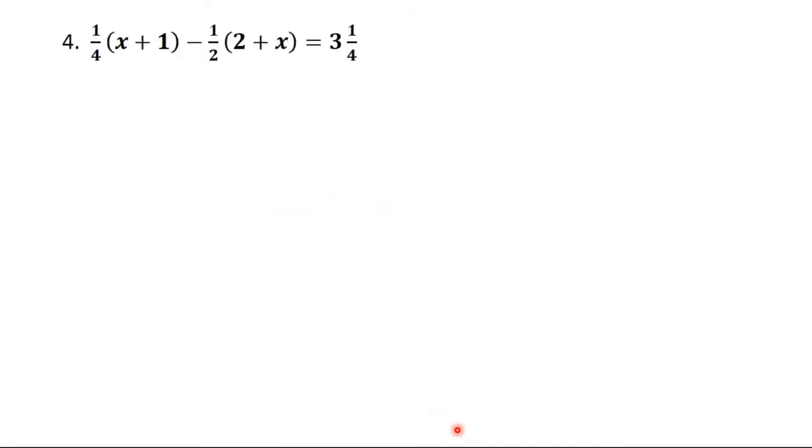Let's move on. We have 1 over 4 into bracket x plus 1, minus 1 over 2 into bracket x plus 2, plus x is equal to 3 whole number 1 over 4. Now, whenever you have a question like this with a mixed number or mixed fraction in it, the first thing you need to do is to convert the mixed fraction or mixed number into an improper fraction. So that's the first thing we need to do.